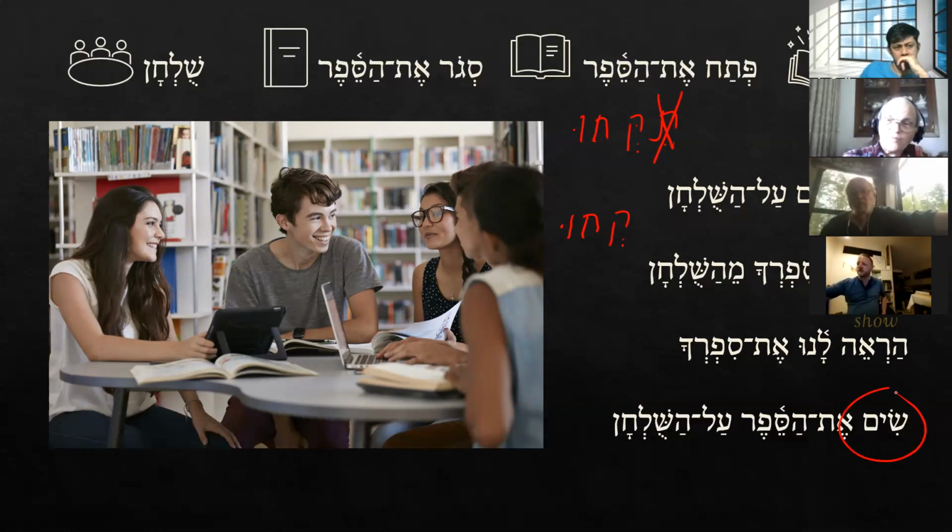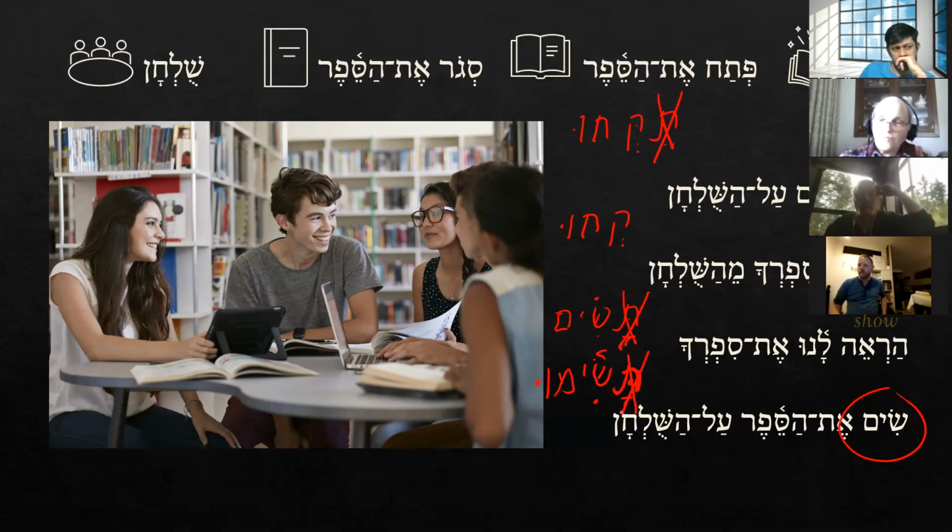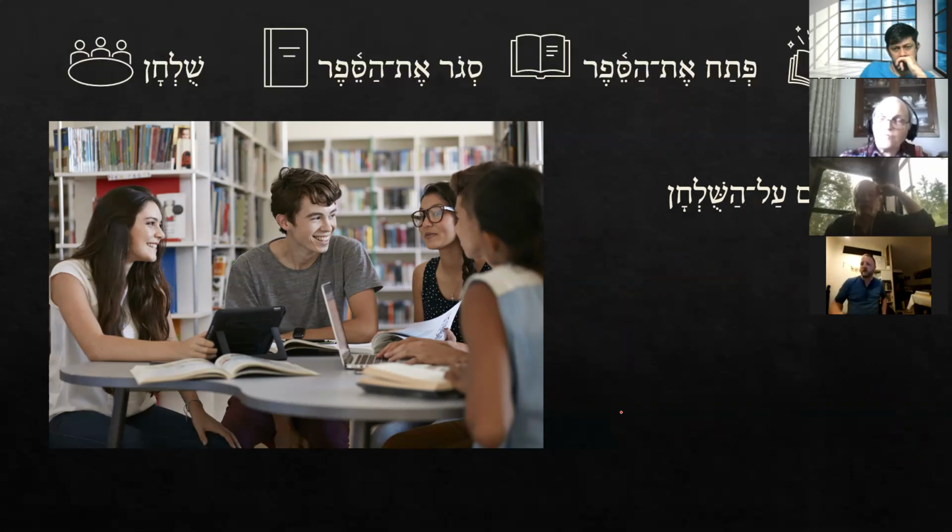What do you think we do with sim? The future is tasim, from which we just get rid of the ta. What do you think the plural is? Tasimu. We get rid of the ta, and it just becomes simu. Simu is the imperative put. So let's look at the plural. Yesh sfarim ala shulchan. There are books on the table. There we have our plural.